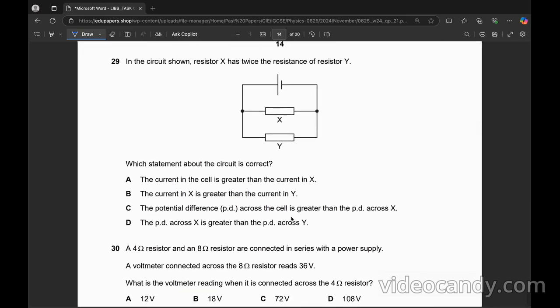And 29. In the circuit shown, resistor X has twice the resistance of resistor Y. Which statement about the circuit is correct?